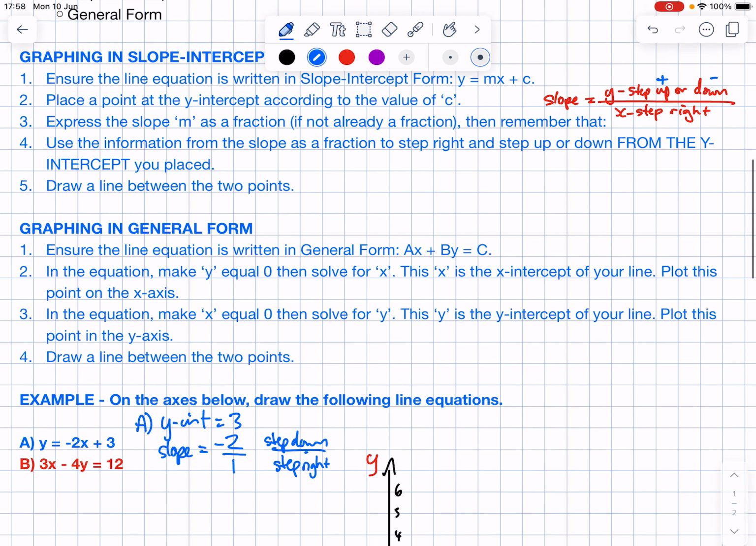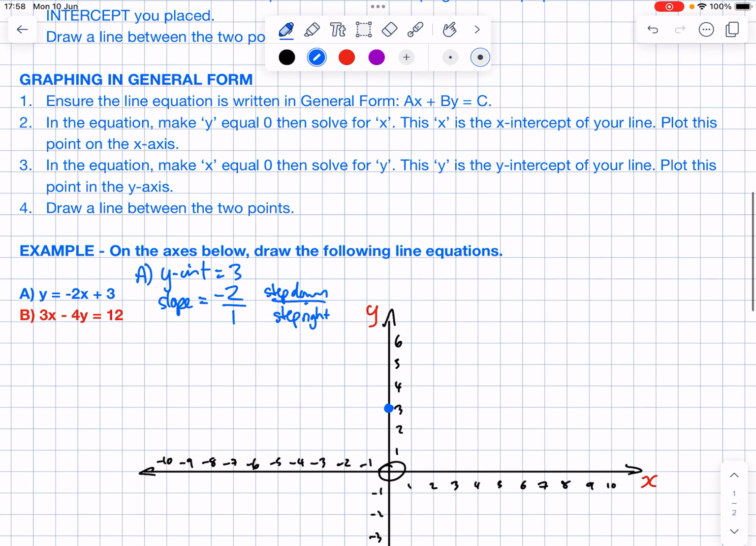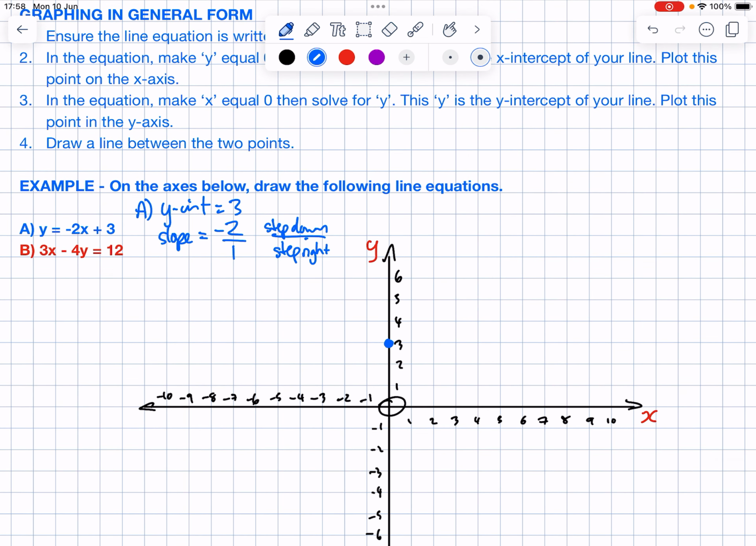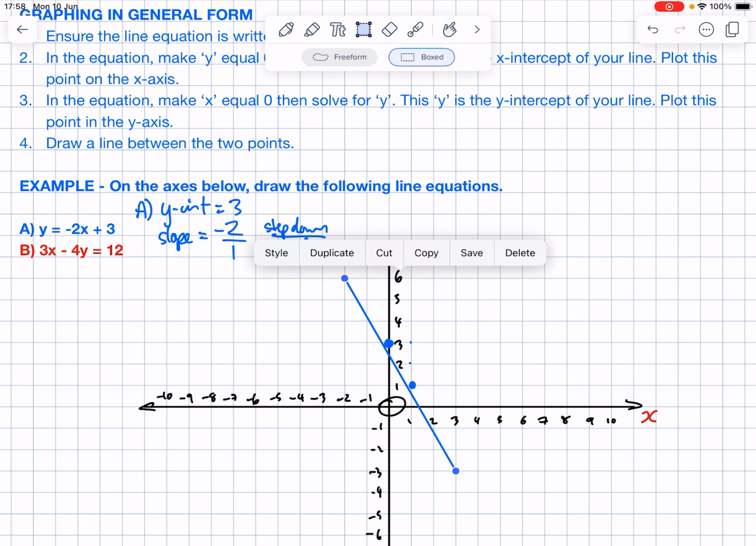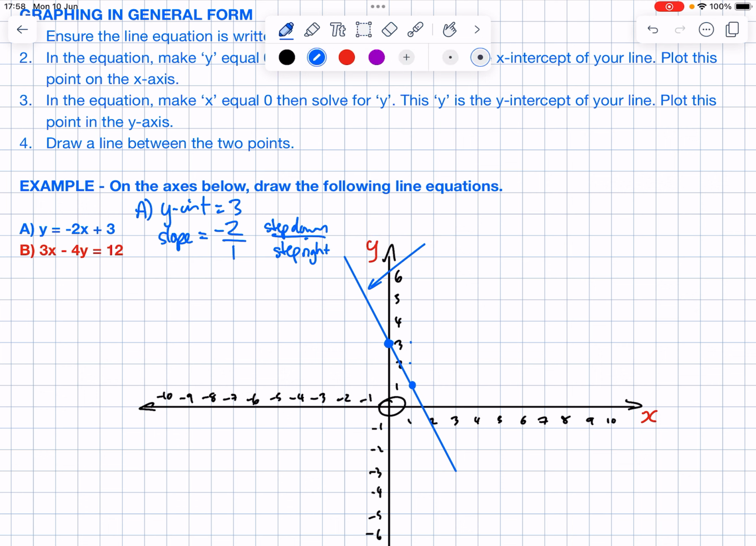So from this dot, step right and step up or down from the y-intercept that you placed. So I go 1 to the right and then down 2. 1, 2. So place a dot there, and I can draw a line between those two. So that is my line. That is y is equal to negative 2x plus 3.